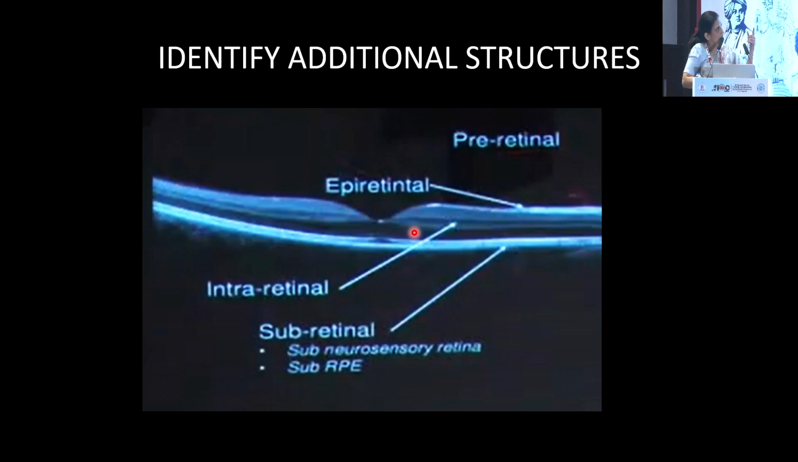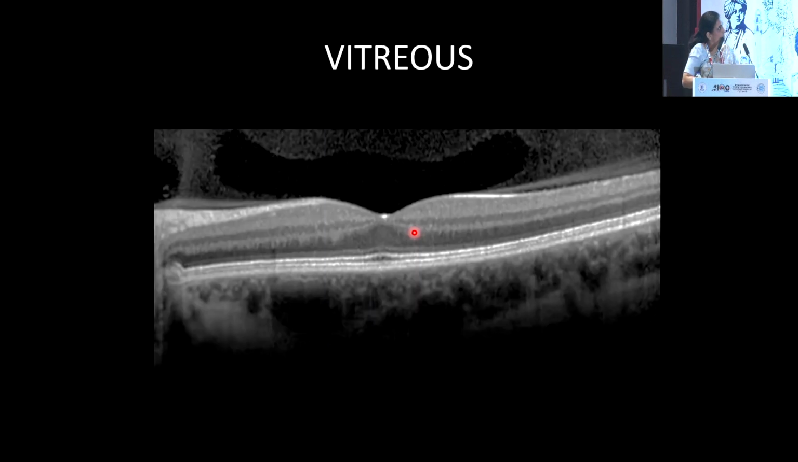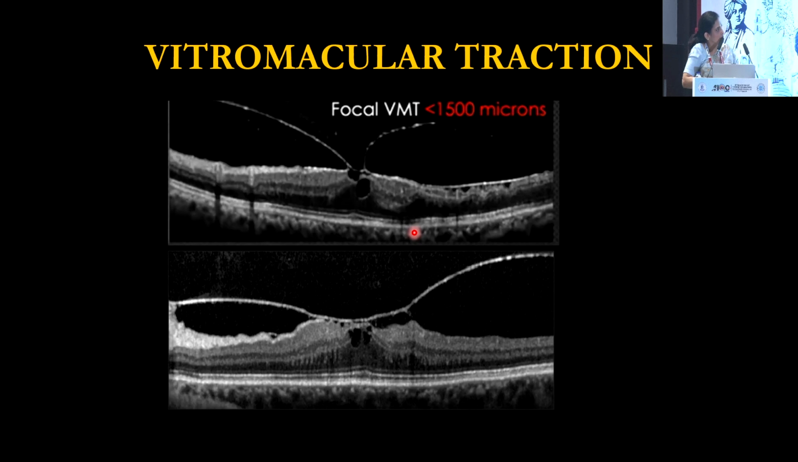You can identify additional structures, like I said. The vitreous can also be seen on the OCT. Vitreomacular traction is when there is this kind of a membrane. The vitreous, the posterior hyaloid, is stuck to the retina and pulling on it. This is very often seen if you're planning a cataract surgery, because clinically you'll not be able to identify a vitreomacular traction. It's only on OCT that you're able to identify this condition.